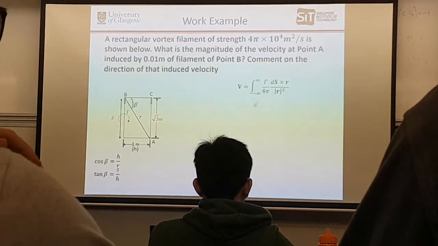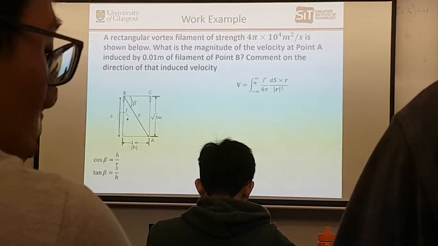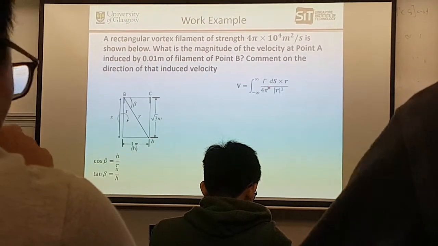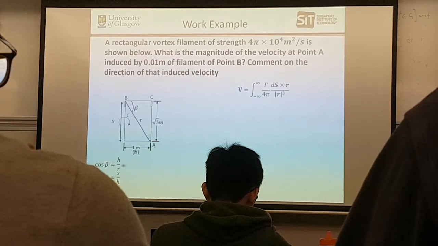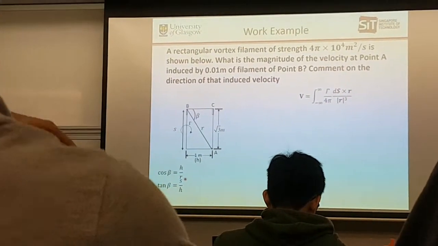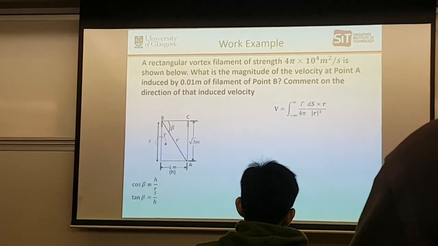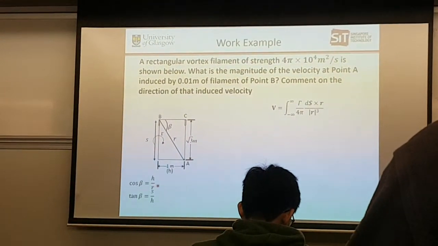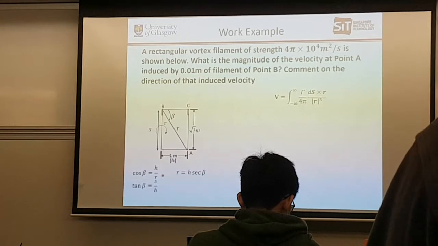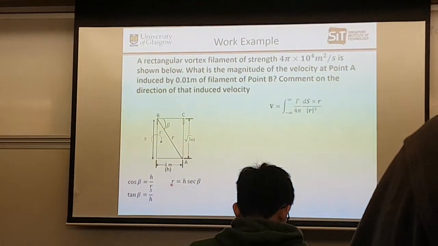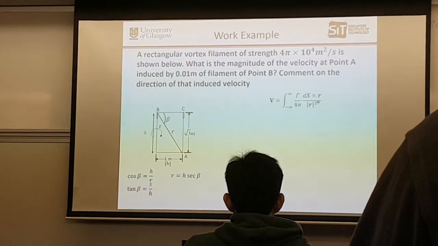So notice from the equation, this is a Biot-Savart equation. We need ds, that means the change in my length of the filament. I need my R also. So you can see from here, I got my R value here. So the first thing I must do is to make R my subject. If you see from here, cosine beta is H over R. Therefore, R will be equal to H secant beta. So in a sense, we already have the R value that we put into my Biot-Savart equation.